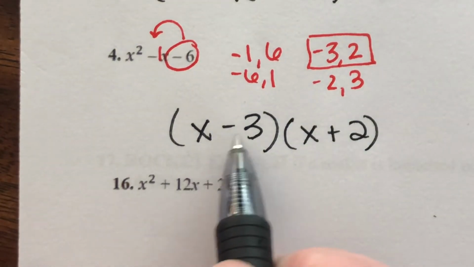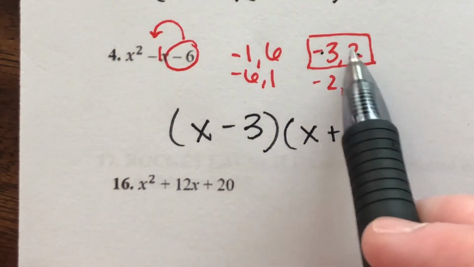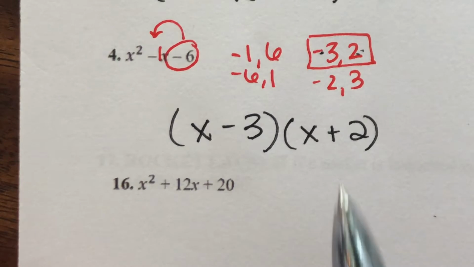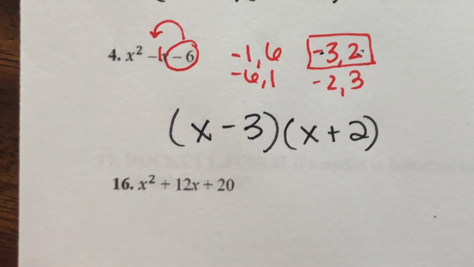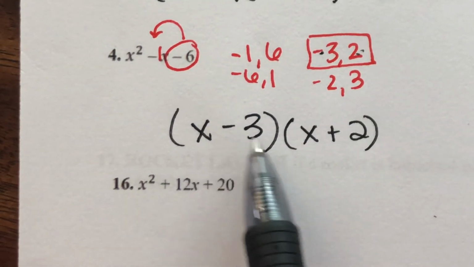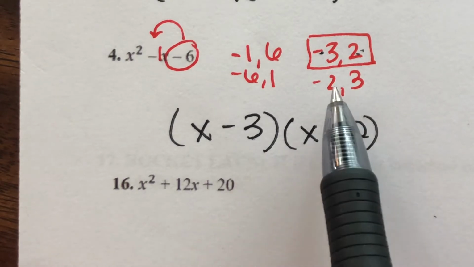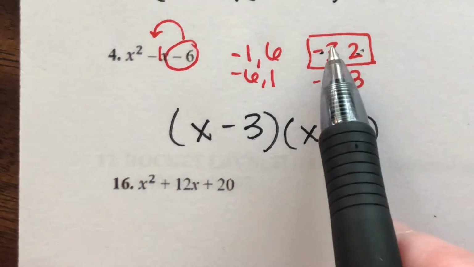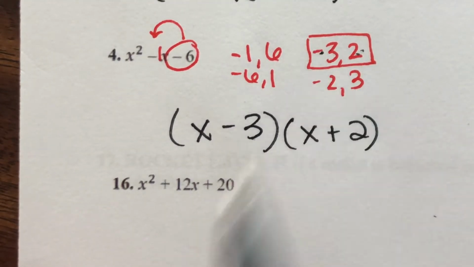And you can write x plus 2 times x minus 3. The order that you put these two numbers in doesn't matter, but these are the two numbers we're using. So if you put x minus 2, that's wrong. It's not these two numbers, it's these two. The negative has to stay with the 3.